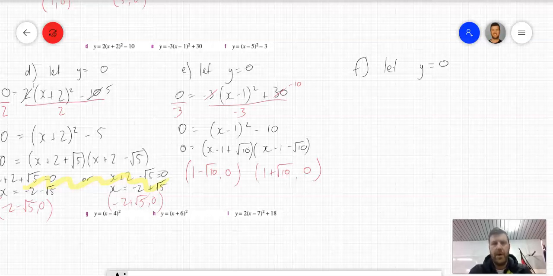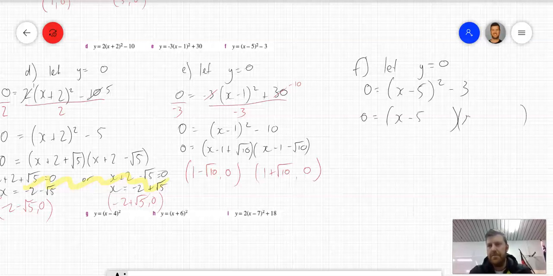So we've got now 0 equals (x − 5) all squared take 3. Now at this point, straight away, we don't have to get rid of the value of a. We're going to factorize using difference of perfect squares. So (x − 5) at the front of both brackets, plus root 3, take root 3. Again, it's staying as a surd because 3 is not a square number.